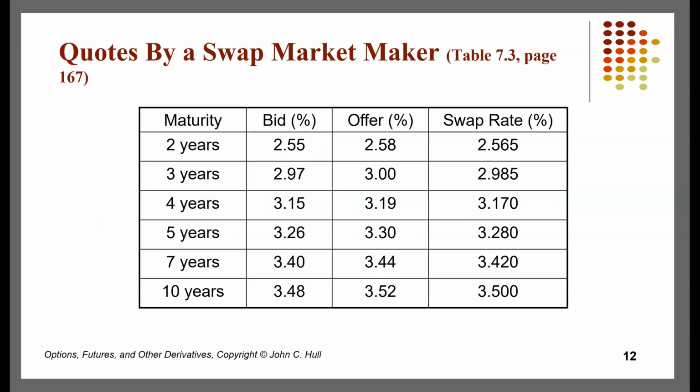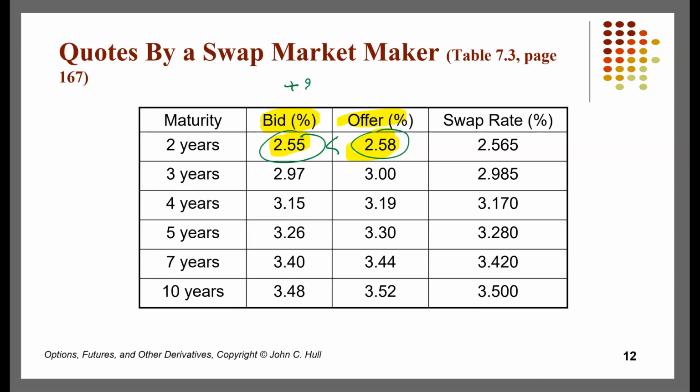All right, so as the market maker, CD is going to have to quote a bid and ask price or rate, and the bid rate is what CD is willing to pay, right? So that's going to be the fixed rate that CD is ready to pay, and the offer rate is what CD is willing to accept, right? And you see that here we have the offer rate that's higher than the bid rate, so CD is willing to pay 2.55% and accept 2.58%.